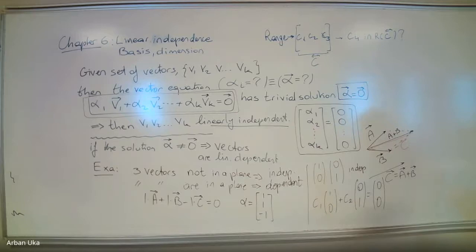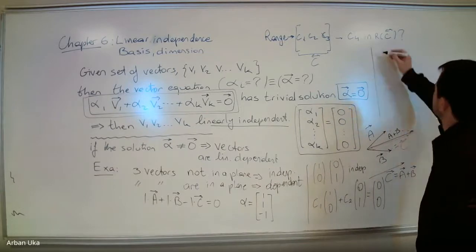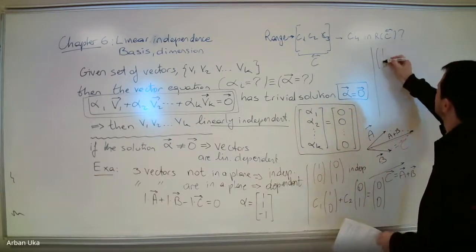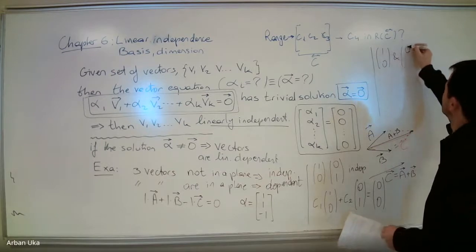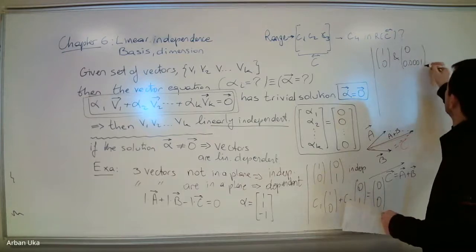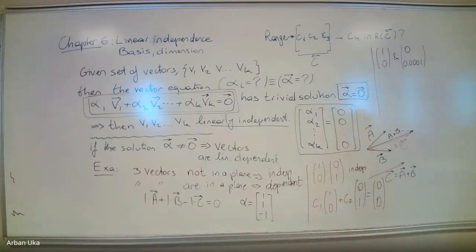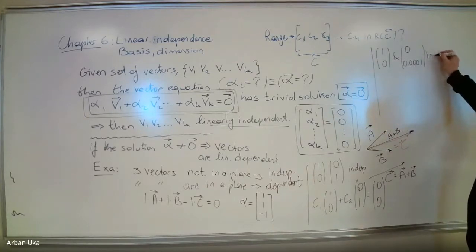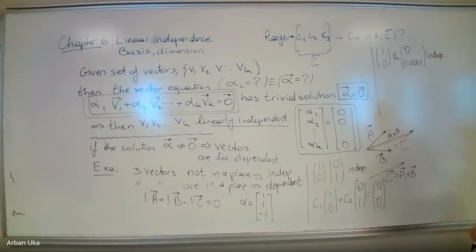Let's see. Let's give another example. What about this other vector, which is (1, 0) and (0, 0.001)? Is this set of vectors independent? These are also independent, for the same argument as we put in here.